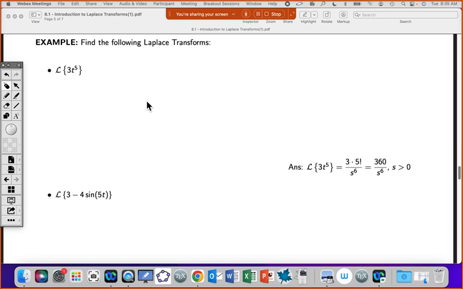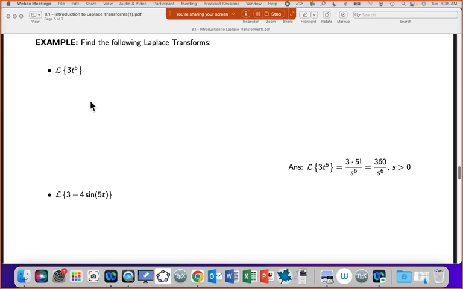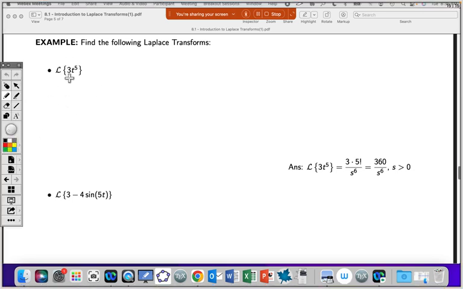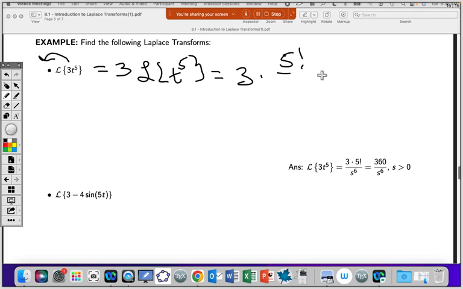So if you want the Laplace transform of 3 times t to the 5th, I know the Laplace transform of t to the 5th. I know that 3 is a constant, so I can move that out front: 3 times the Laplace transform of t to the 5th. That's 5 factorial over s to the 5 plus 1. So 5 factorial is 120, times 3 is 360, over s to the 6th.